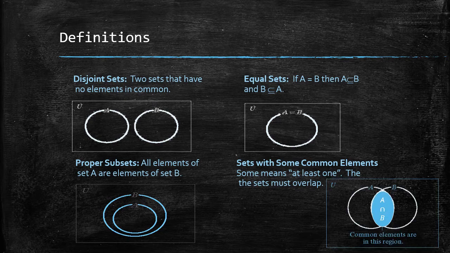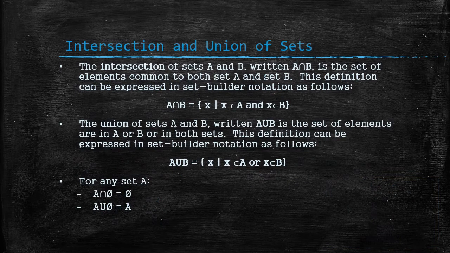So the intersection are the elements that are common between the two sets. So the intersection of sets are the elements that occur in both, and the union are all the elements in set A or B. Keep in mind for any set A intersection the empty set is empty, A union the empty set is the set itself.